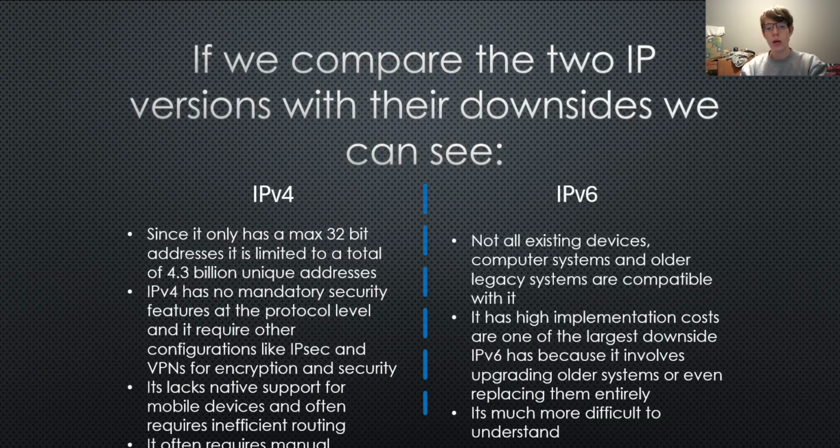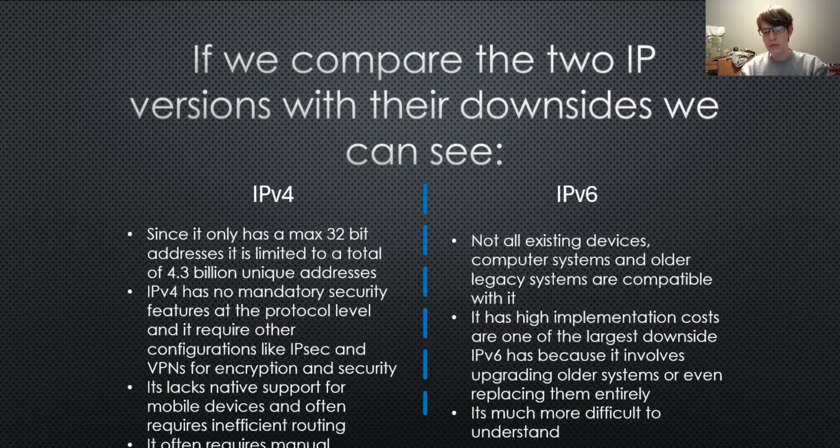So if you compare the two IP versions with their downsides, you can see IPv4, since it has a max of 32-bit addresses, is limited to only 4.3 billion unique addresses. IPv4 has no mandatory security features on the protocol level and requires configuration like IPsec or VPNs for encryption, which may slow it down a lot. It's very cumbersome and not recommended. It lacks native support for mobile devices and is insufficient for most routing cases. It often requires manual configuration or DHCP.